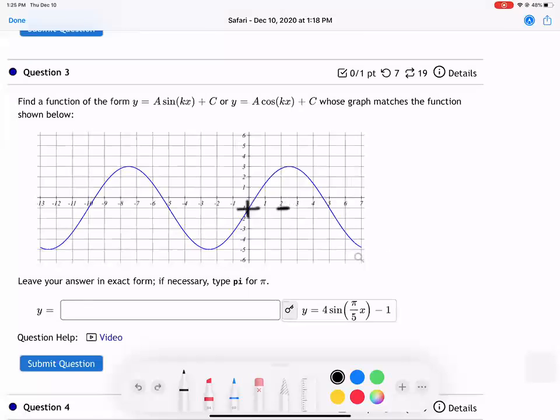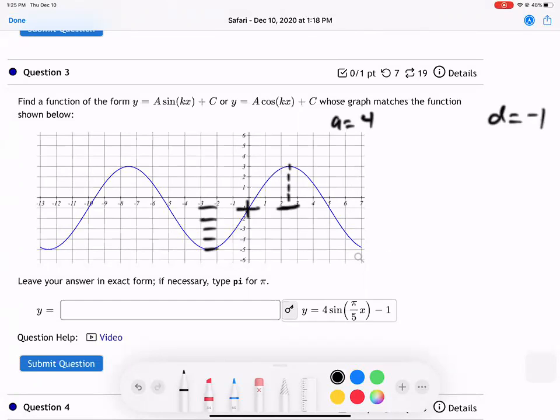What is the amplitude? Amplitude looks like it's going to be 1, 2, 3, 4. Are you guys cool with 4 up? Double check. Going down. 1, 2, 3, 4 down. So we know our a value is 4. Our d value, you guys can probably see where the middle line is. It's going to be at -1.